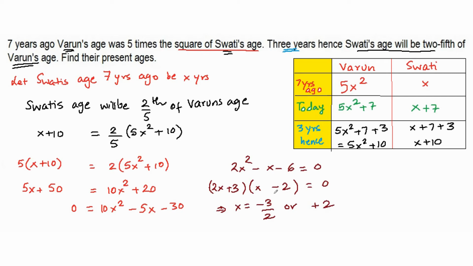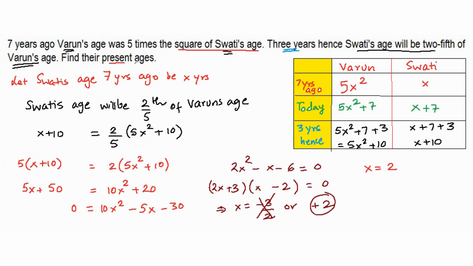Now of course the age cannot be negative, so we discard. Now you have to explicitly mention this that I am eliminating the negative value for x because x represents the age of a person. And therefore the value of x is equal to 2 and hence Swati's age 7 years ago. So what was x? X was basically Swati's age 7 years ago.